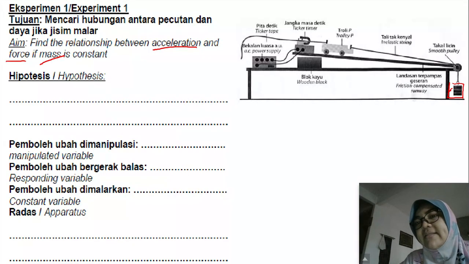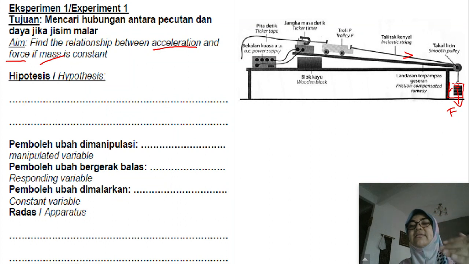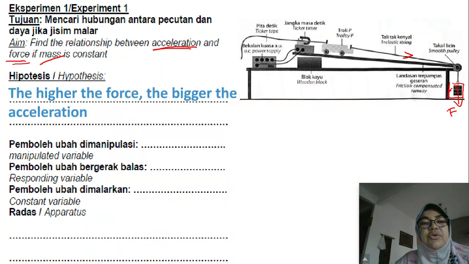How, by changing the mass here, can we change the force? As you can see, the mass is pulling the string connected to the trolley. So if we add more mass, we get more weight. Weight is a type of force, and the weight is pulling downward. So by increasing the mass, we are increasing the force exerted onto the trolley. So we can investigate the relationship between acceleration and force. So the hypothesis is the higher the force, the higher the acceleration.